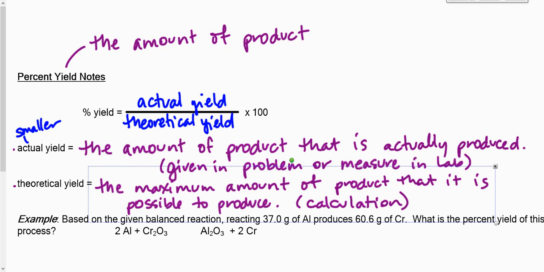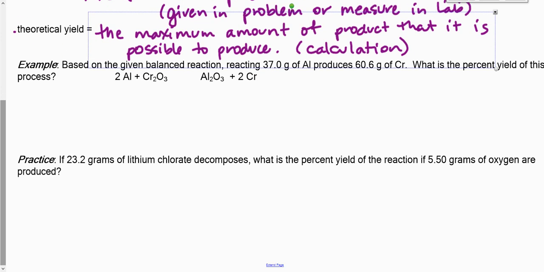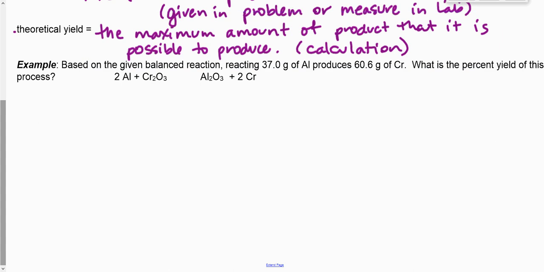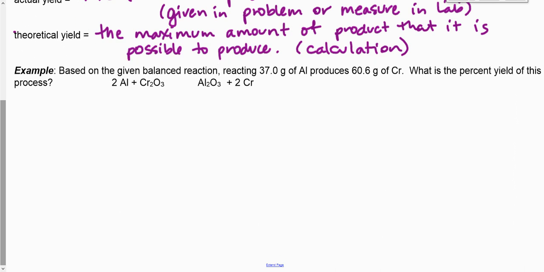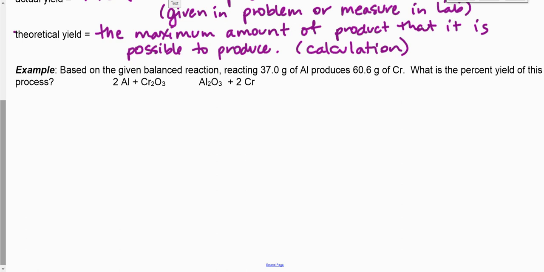So let's do a practice problem. An example here. All right. So this problem states, based on the given balanced reaction, reacting 37.0 grams of aluminum produces 60.6 grams of chromium. What's the percent yield of this process? Okay, so we need to look at our numbers and say what are these numbers for? Because we already have a balanced reaction.